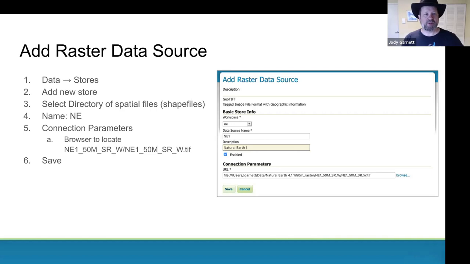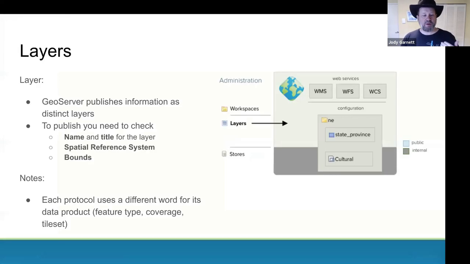The next level, once we've connected to our data, we can go ahead and publish it as a layer. So one thing to keep in mind is when we are publishing a layer, we are publishing the content. It's not only the WMS kind of layer visualization, we're also publishing all the data sources, we're publishing all the data access at the same time.